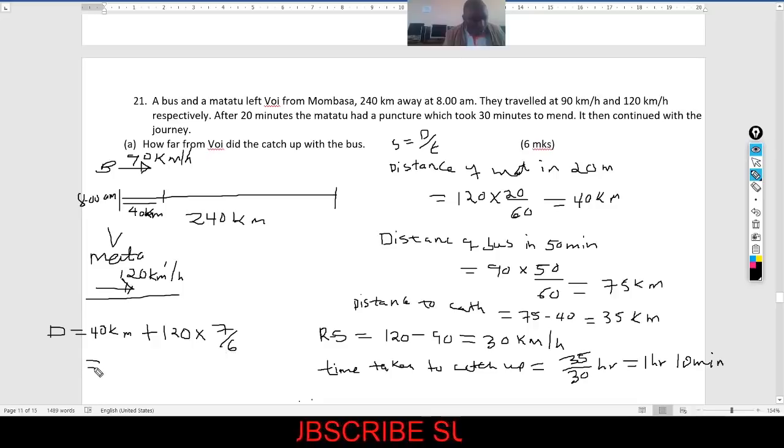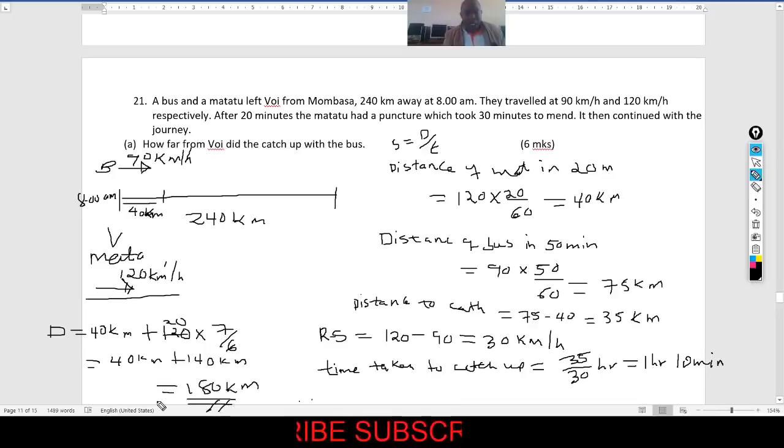So this gives you 140 kilometers, 120 times 7 over 6. And 40 kilometers plus 140 kilometers gives you 180 kilometers. This is the distance. How far from Voi did it catch up? It caught the bus at 180 kilometers from Voi.